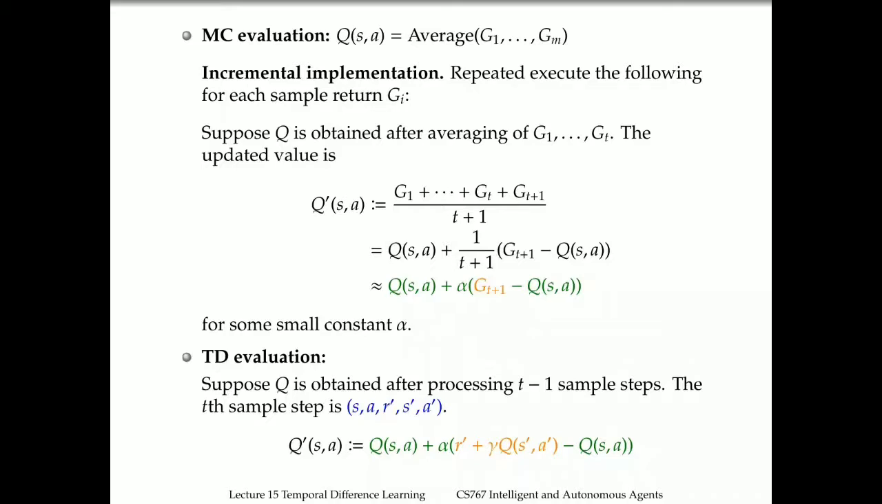Again, let's look at the comparison between MC and TD. For MC, we will need to obtain, from a number of episodes, the return value for all of these episodes. These are what's given to us by the experience that we generate. And then we compute the average of these values, and we set that as the Q value.